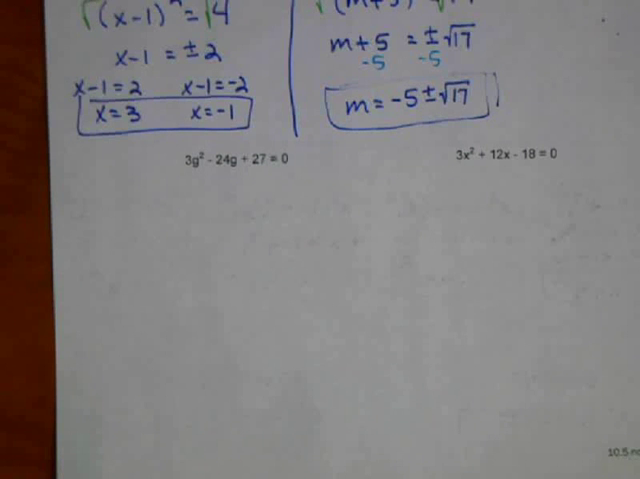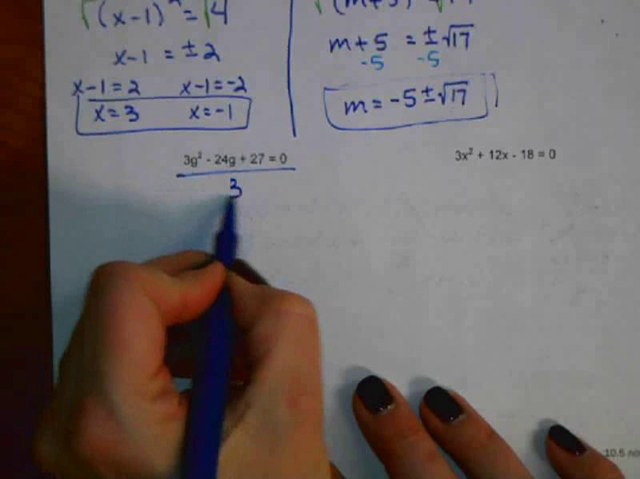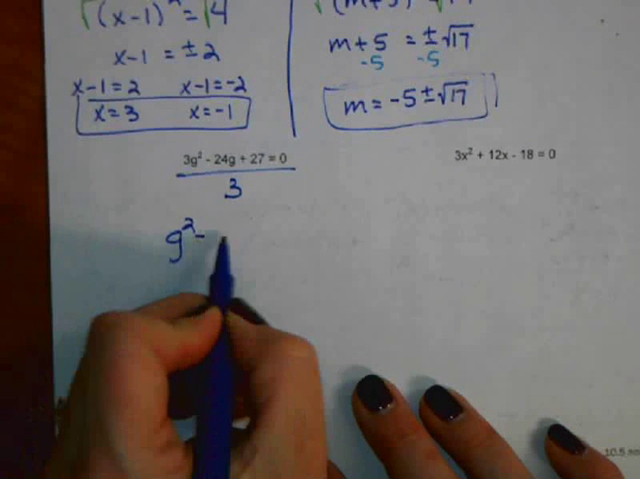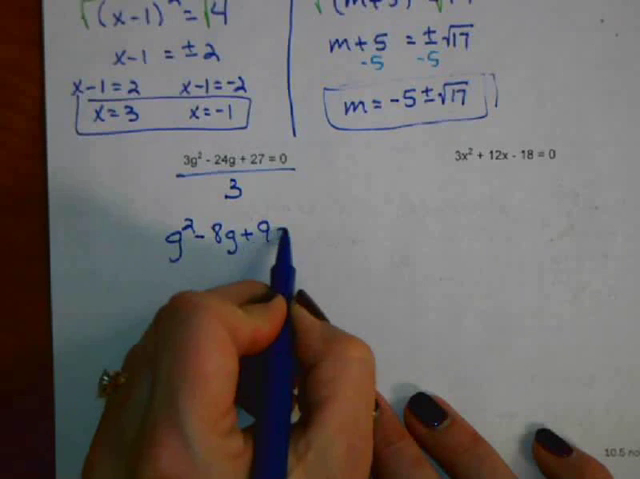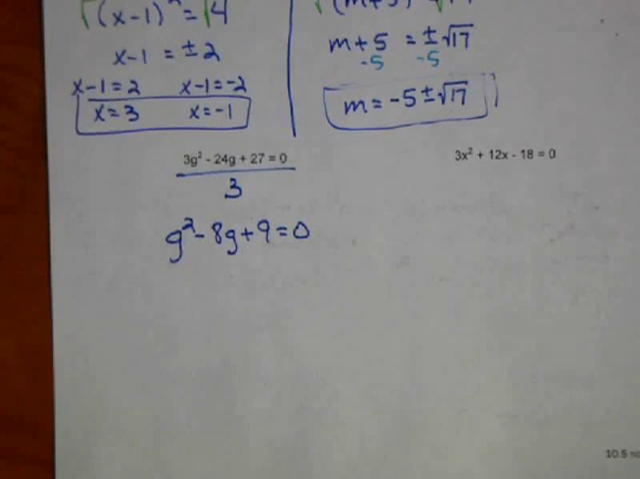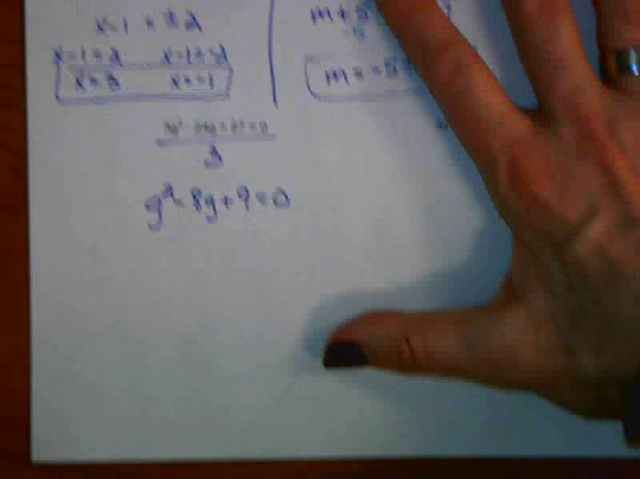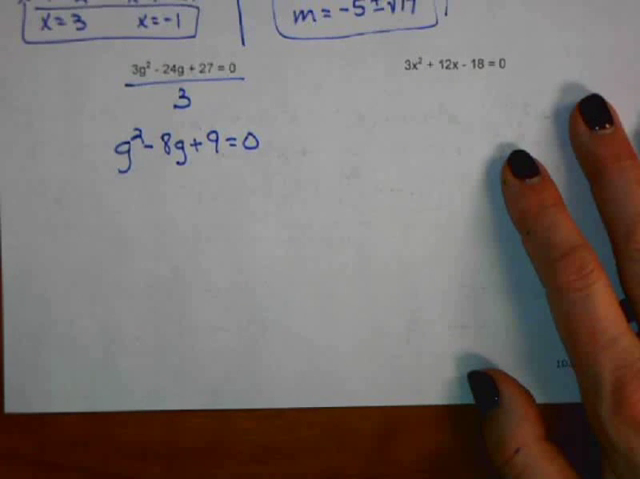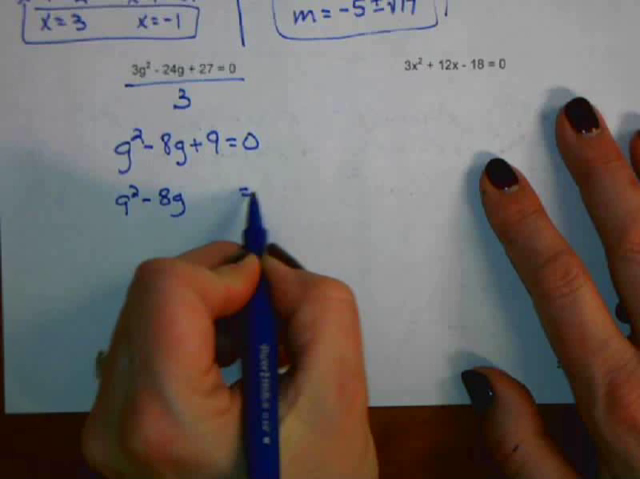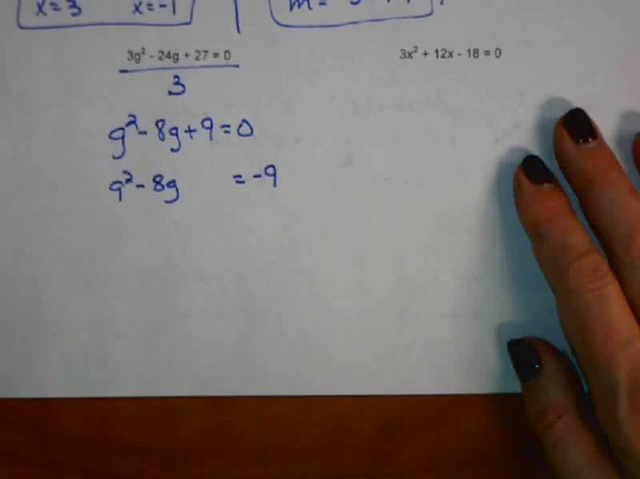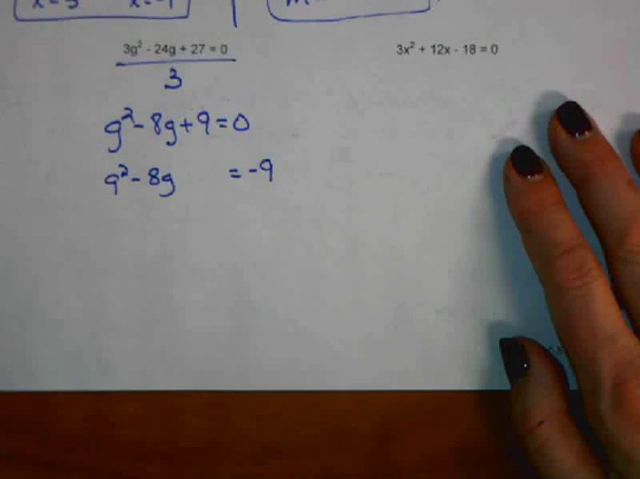So let's do that. I'm going to divide the whole thing by 3, and it just is going to give me some prettier numbers to work with. That's it. Okay, now I can do completing the square. So, what's the first thing now that I got to do? Yeah, I got to move that c to the other side. So g squared minus 8g, leave yourself some room to add in a new c and make it a perfect square trinomial.